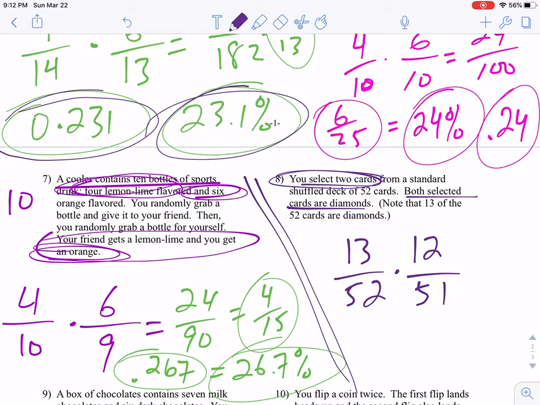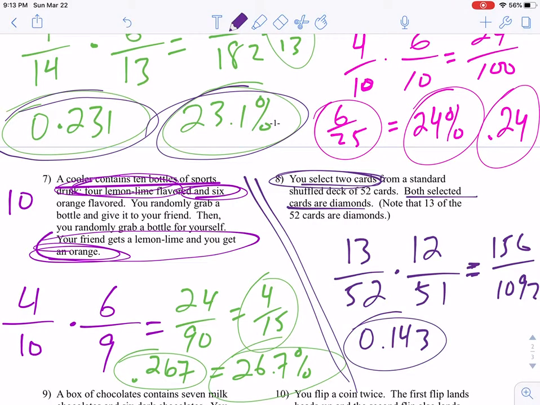So this one is quite a bit messier as far as the fraction goes. That's 156 over 1092. And this is where you're going to notice it's just better to do decimals and percents. So you get 0.143 for the decimal, or 14.3%.